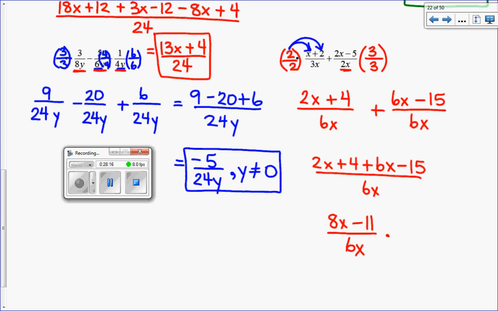My non-permissible value for x, look back here at your equations up here. x cannot be equal to 0, or it will give me a denominator equal to 0.